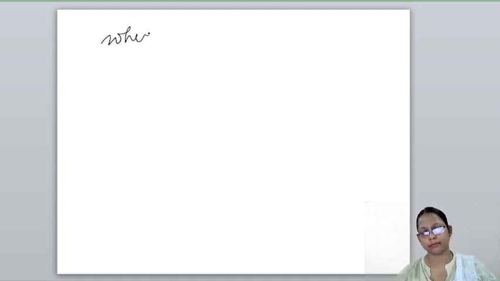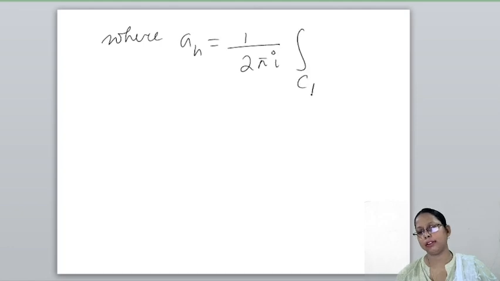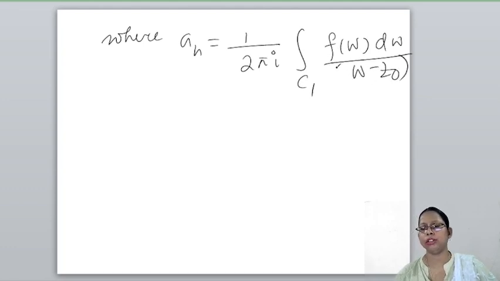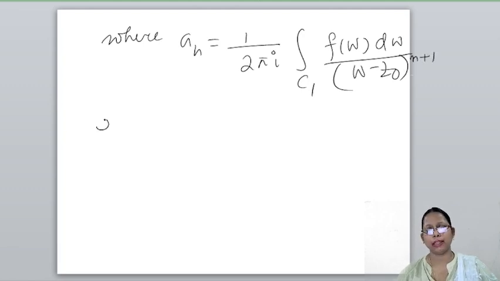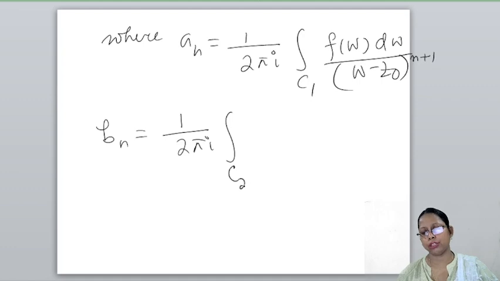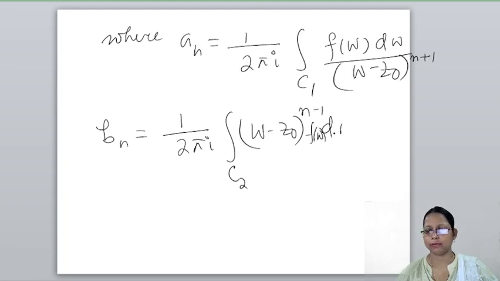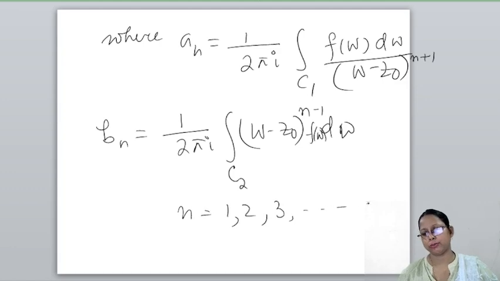Where an is 1 by 2 pi i integral over C1 of f(w) dw by (w minus z0) to the power n plus 1, and bn is given by 1 by 2 pi i integral over C2 of (w minus z0) to the power n minus 1 f(w) dw, where n runs from 1, 2, 3 up to infinity.